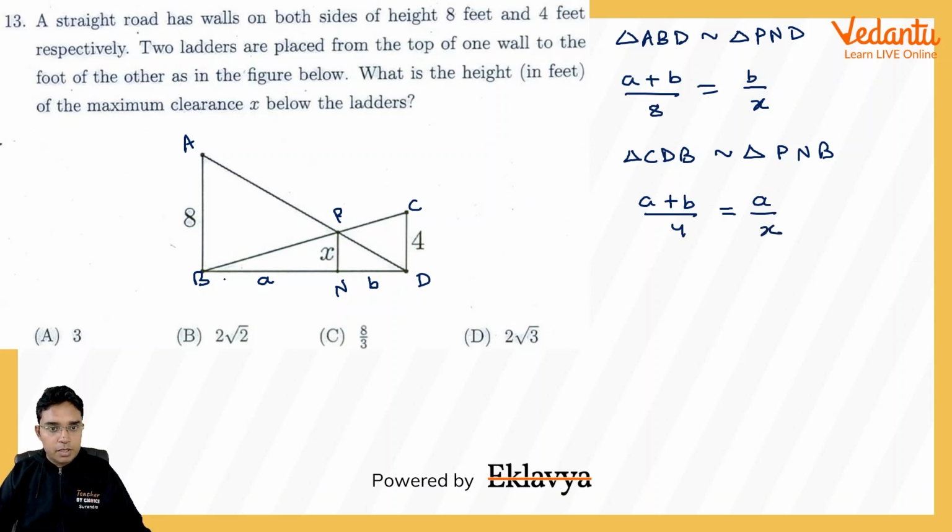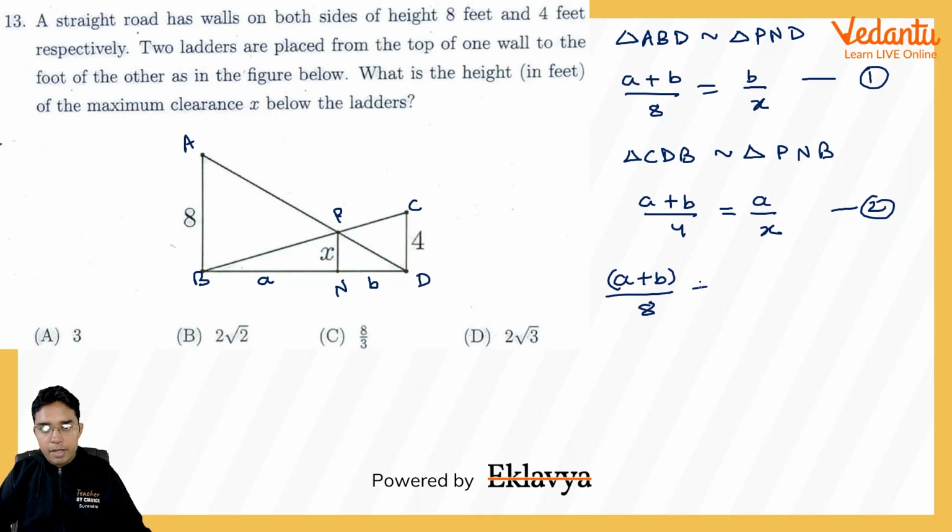Let us check once again. So A plus B upon 4 is equal to A upon X. So these are the two equations which we have obtained. And to find X, I think if we just add these two, left hand side with left hand side, right with right, we will get the answer.